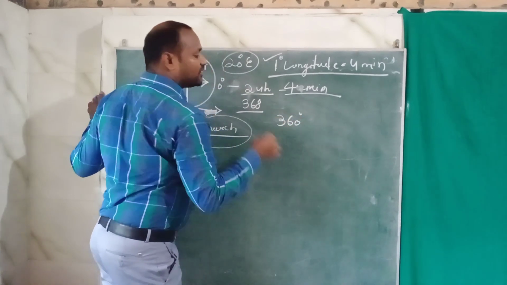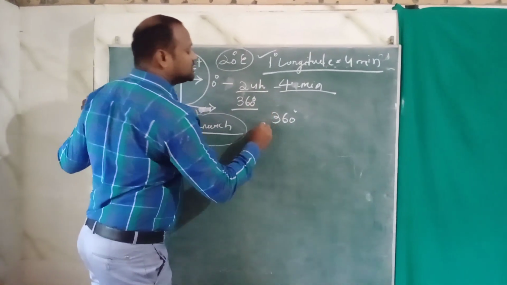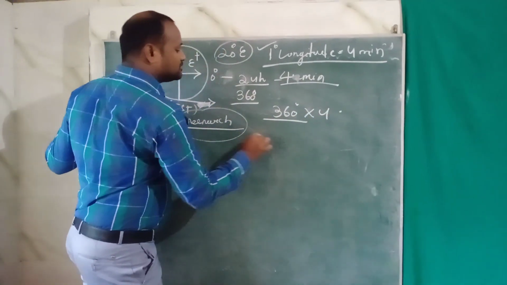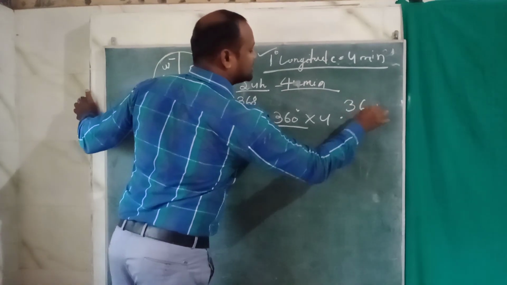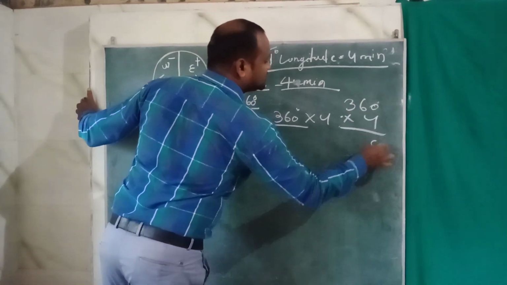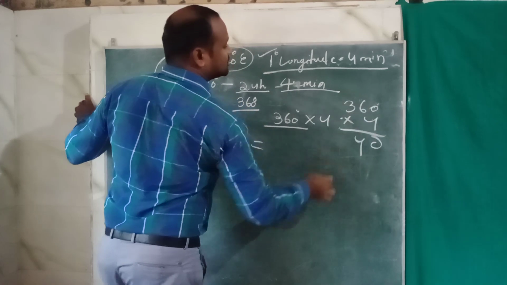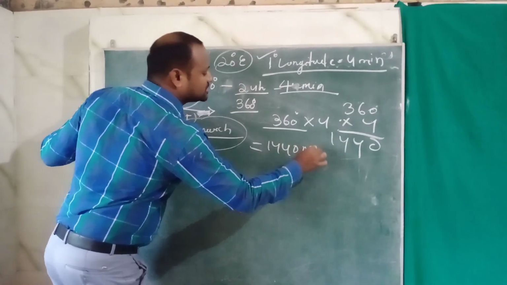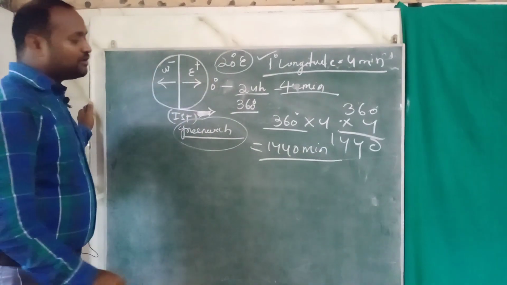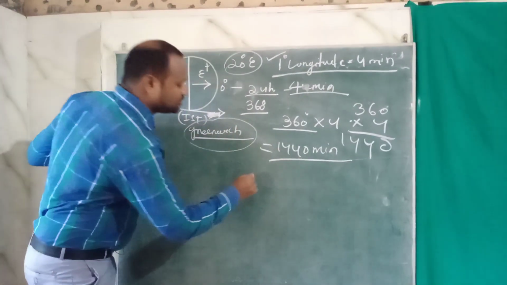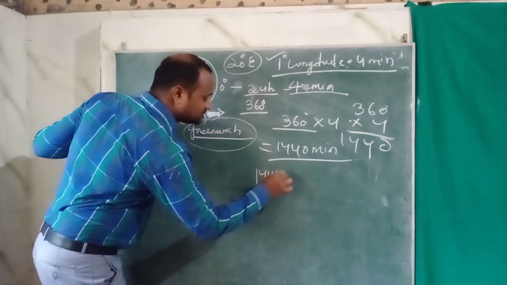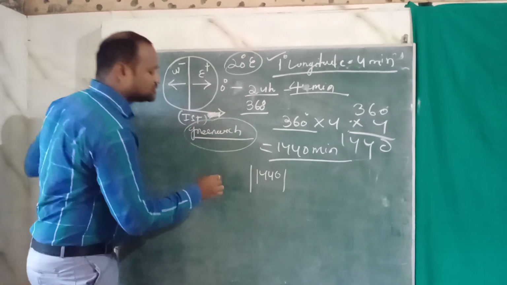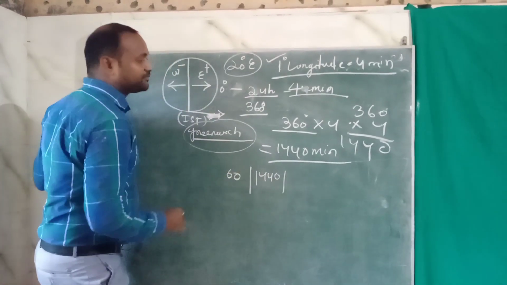360 degrees, for each degree there are 4 minutes. So for 360 degrees we have 360 into 4. How much will it be? Let's calculate: 360 into 4 is 1440 minutes. Okay student, since it is in minutes, we have to convert it into hours, so we have to divide by 60.